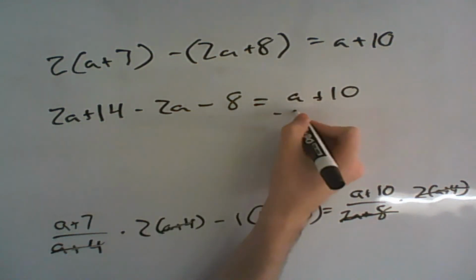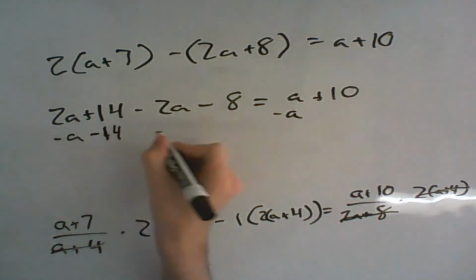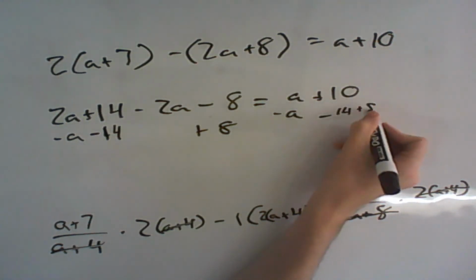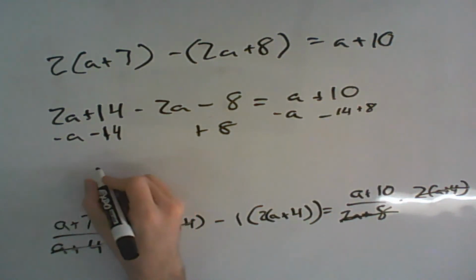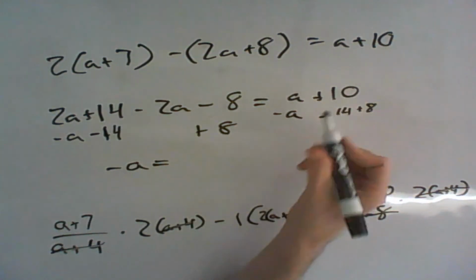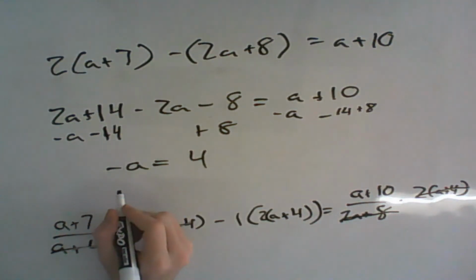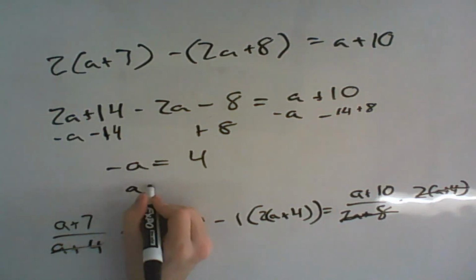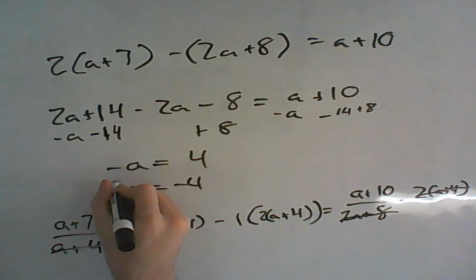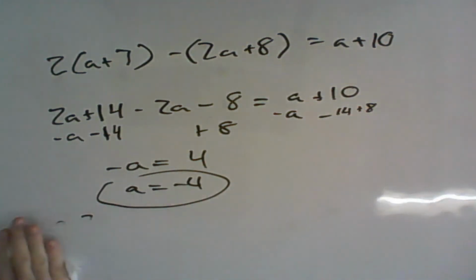So let's get the a's to one side. We subtract this a over here, subtract 14 from both sides, get the numbers on the other side, so minus 14 plus 8. We get negative a equals 18 minus 14 is 4, so we get a equals negative 4. Now, the question is, is this a true statement? So we plug it back into the original.